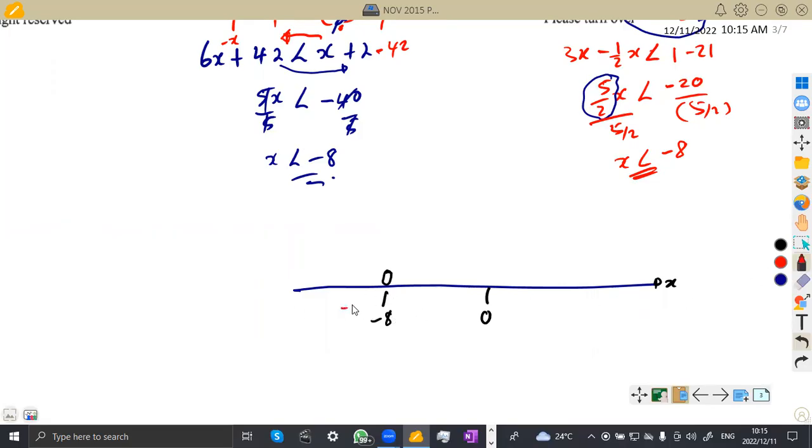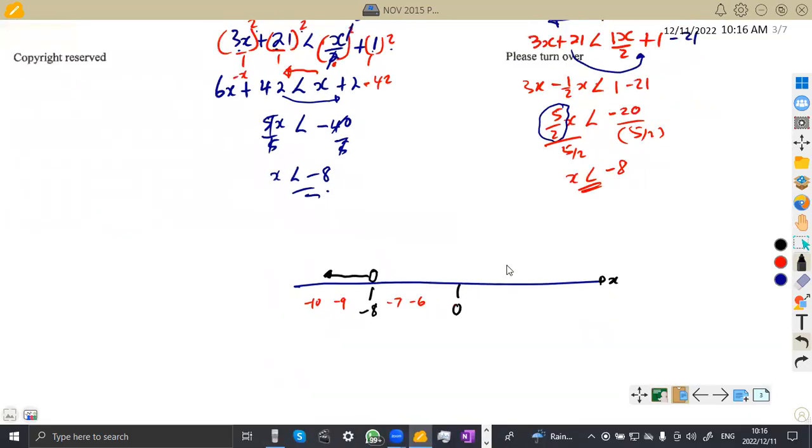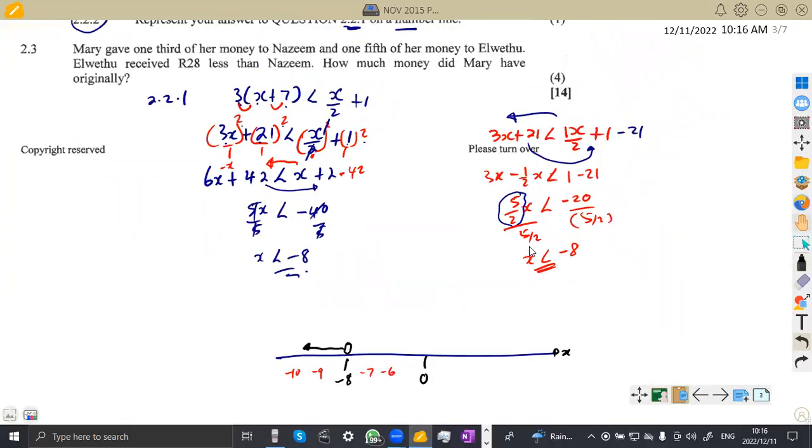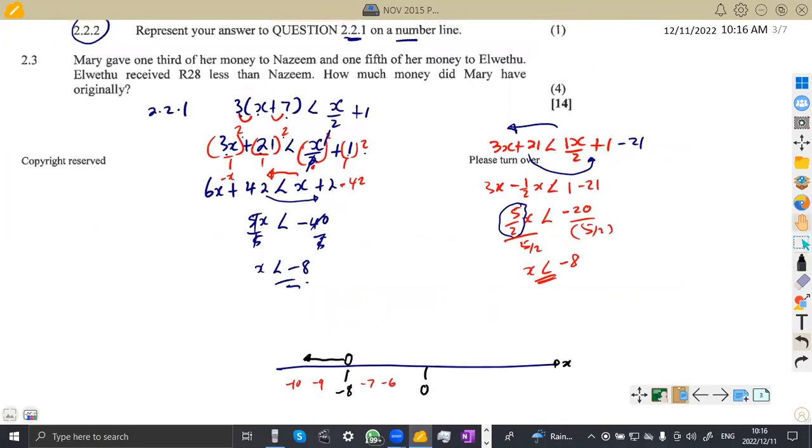So here we've got negative 9, negative 10. We have got negative 7. So you just test the values. Which one are less than negative 8? So you can see minus 9, minus 10. These values, they are less than negative 8. So your arrow is going to point that side to the values which are less than negative 8. If it was greater than 8, then your arrow points to the values which are greater than 8. All right, so that was 2.22.